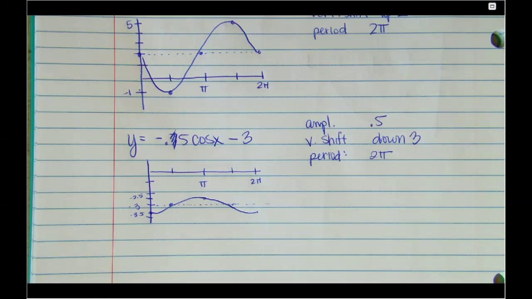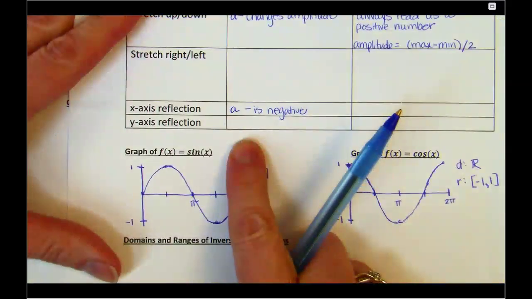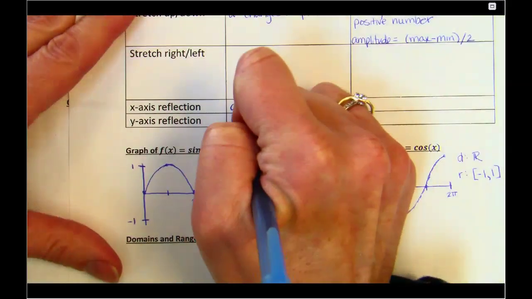Okay, so let me show you how you can remember that because that's what's on page 3. So let's first of all do page 5. It says y-axis reflection, that's when b is negative.